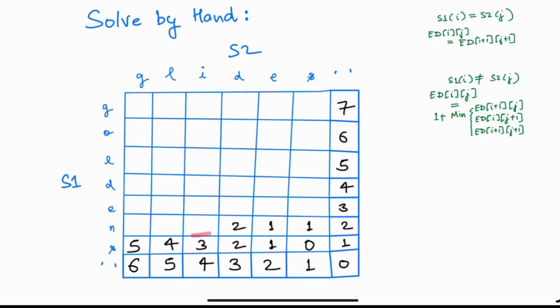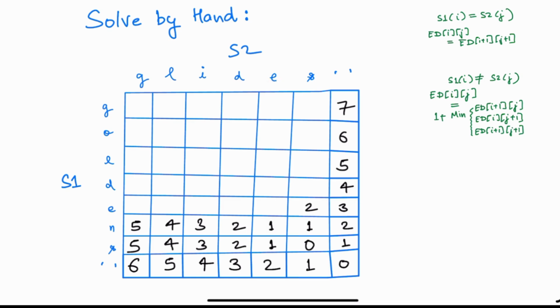I and N, the characters don't match. So let me put 3. Characters don't match, L and N. So let me put 4. The characters G and N don't match. So let me put 5. Let's move to our next row. S and E, the characters don't match. So let me put 2, which is 1 plus 1, the minimum.